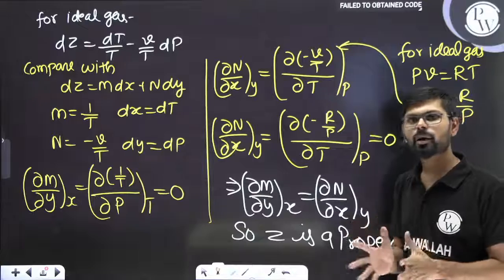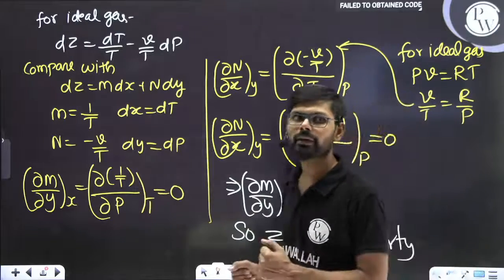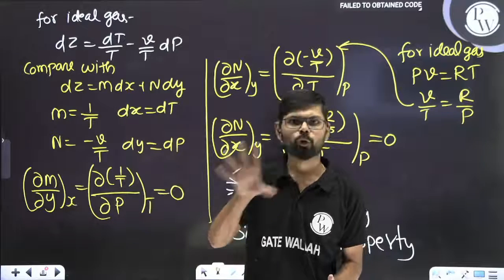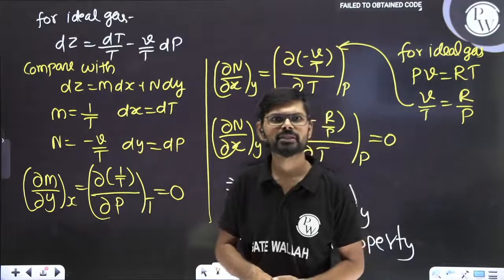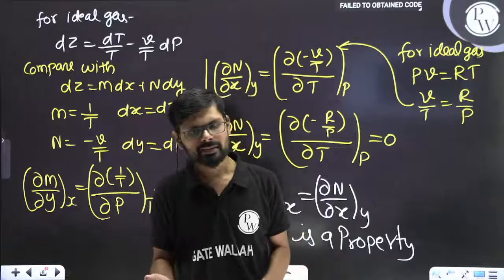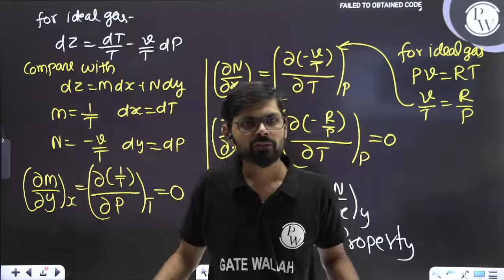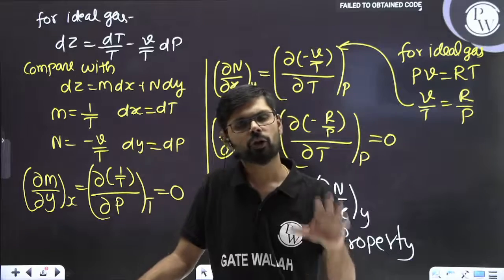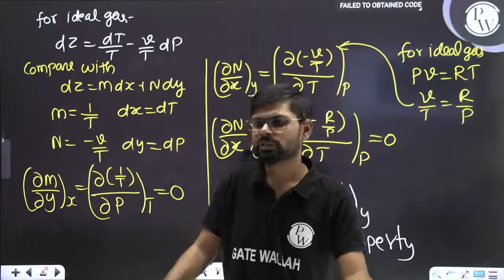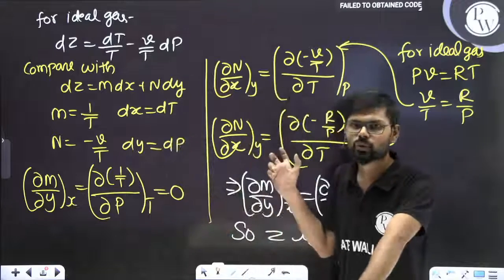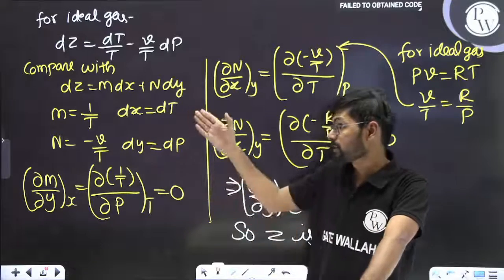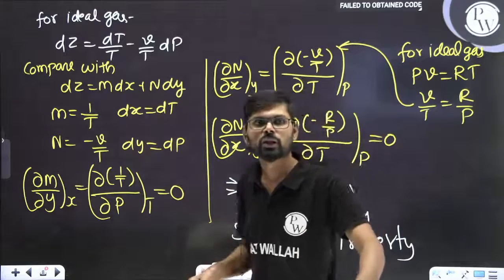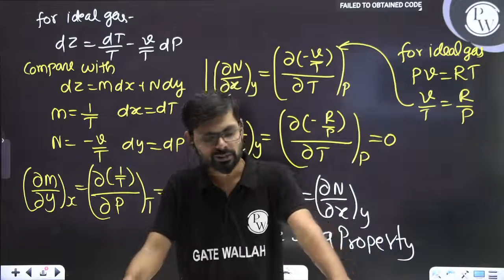So this is all about thermodynamic property. Now how may they ask a question? Very simple. They will give you 4 options, A, B, C, D, and they will ask which one is the property, or which one is not a property. Then you need to check all the options. You need to check which one is intensive, which one is an exact differential, or which one is not an exact differential. So this is all about thermodynamic properties.